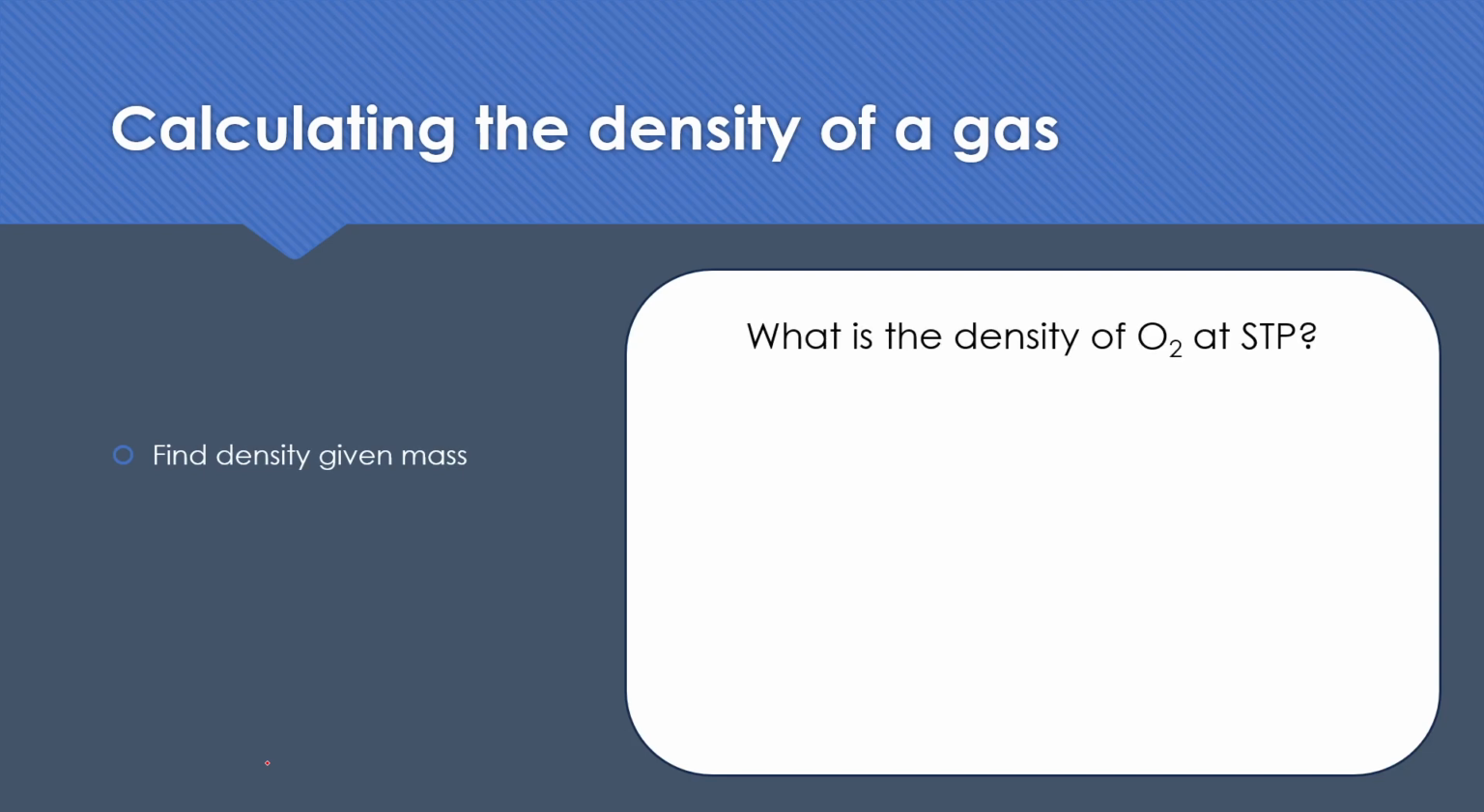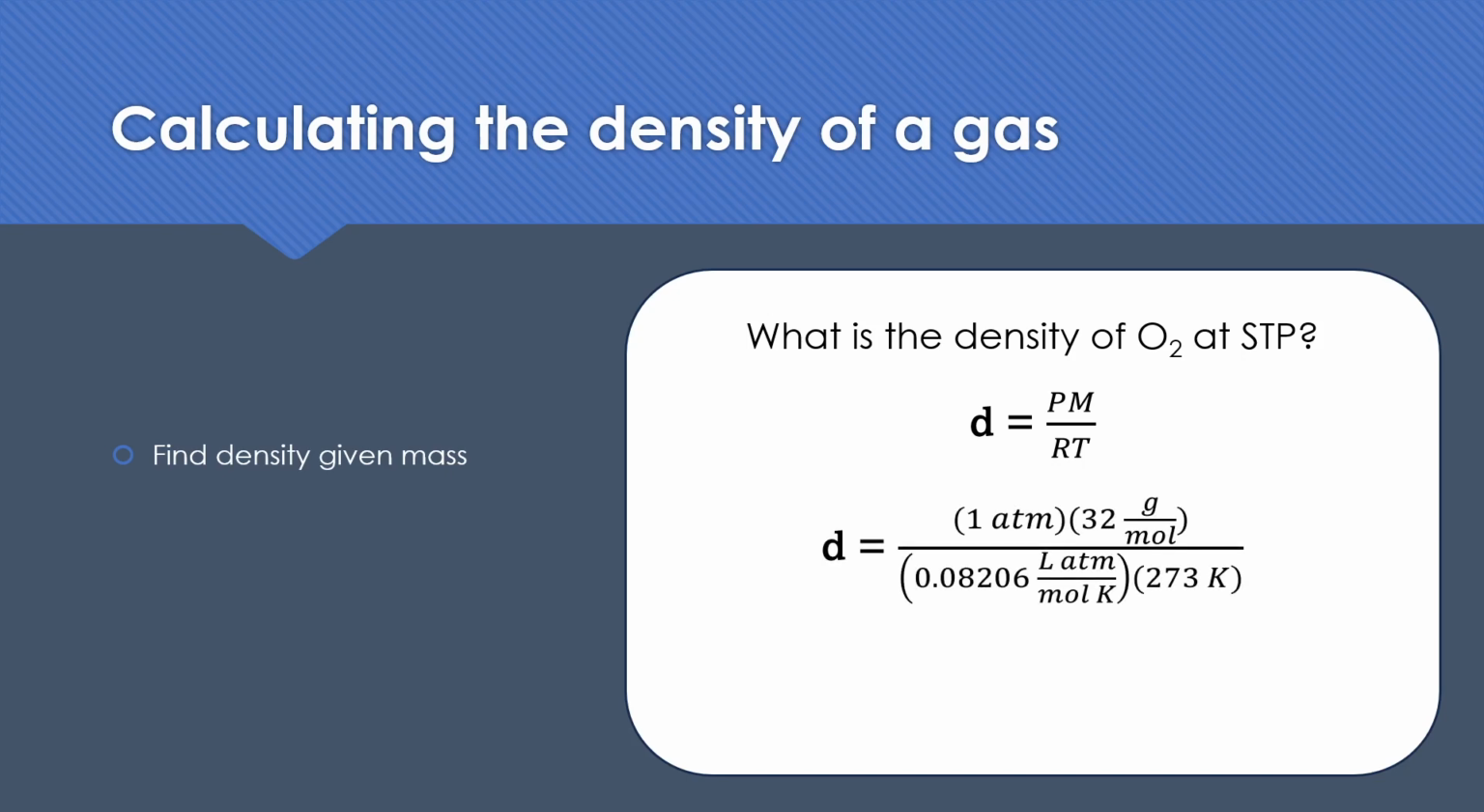So we say, okay, what's the density of O2 at STP? Well, density is pressure times molar mass divided by R times T. So we just plug those numbers in: 1 atmosphere times 32 grams per mole, the molar mass of O2, divided by 0.08206 liter atmospheres per mole Kelvin times 273 K. You'll see everything cancels, and you're left with grams over liters, density. And you find that it's 1.43 grams per liter.